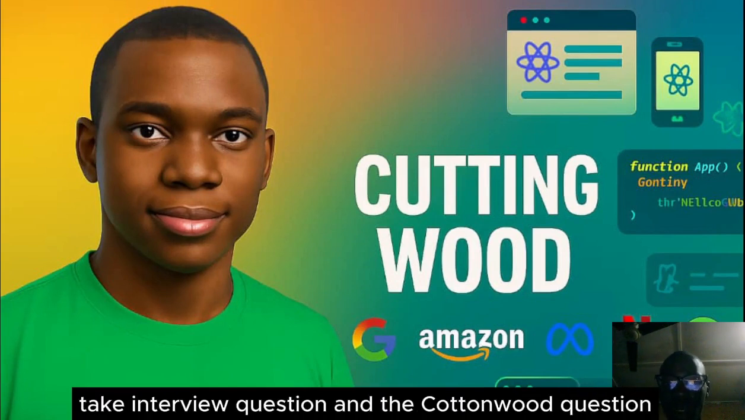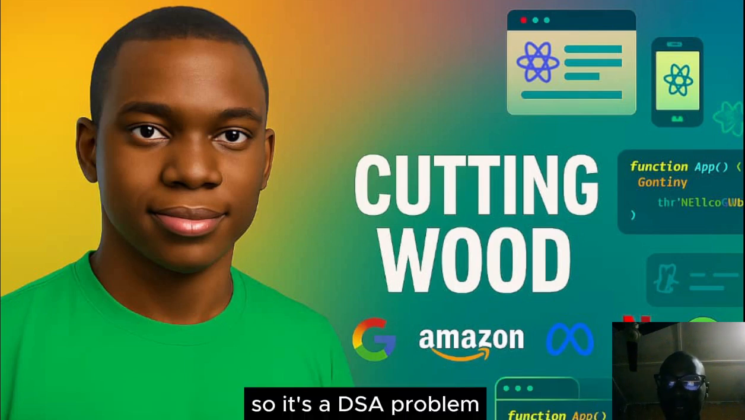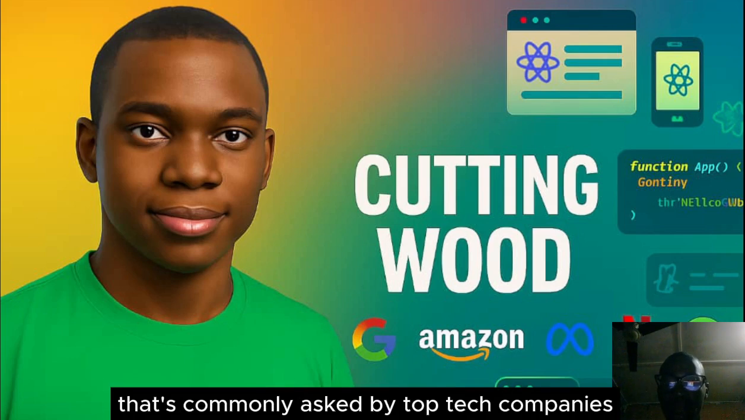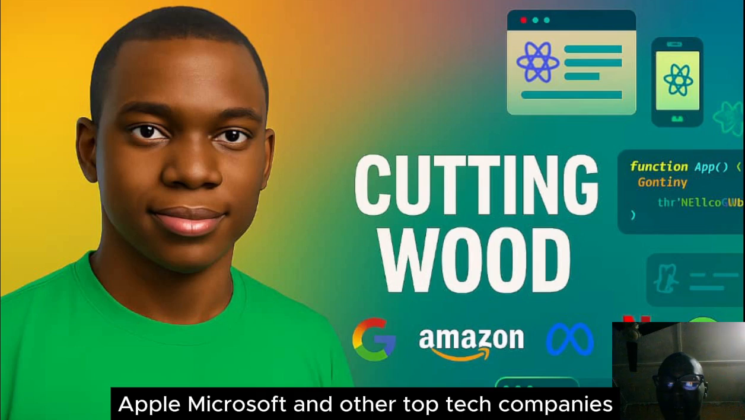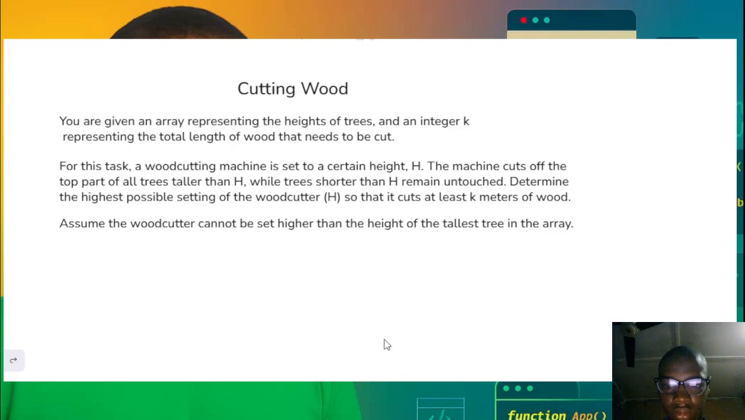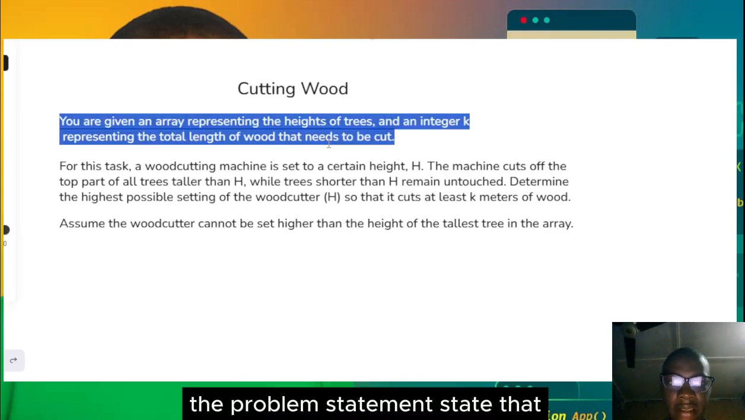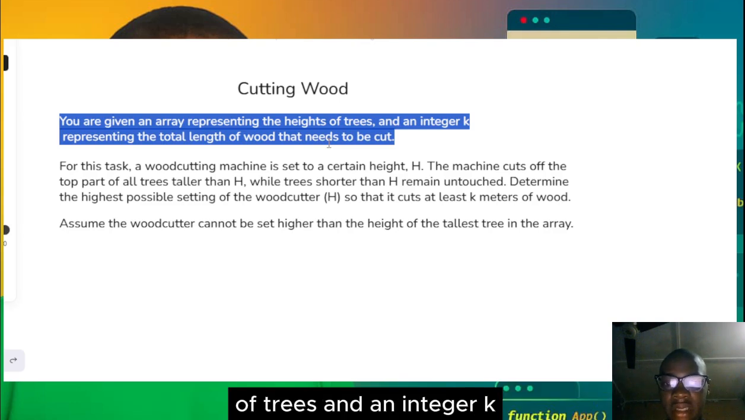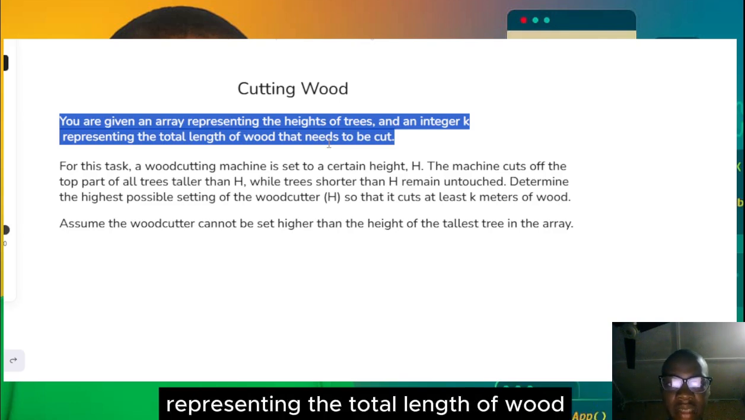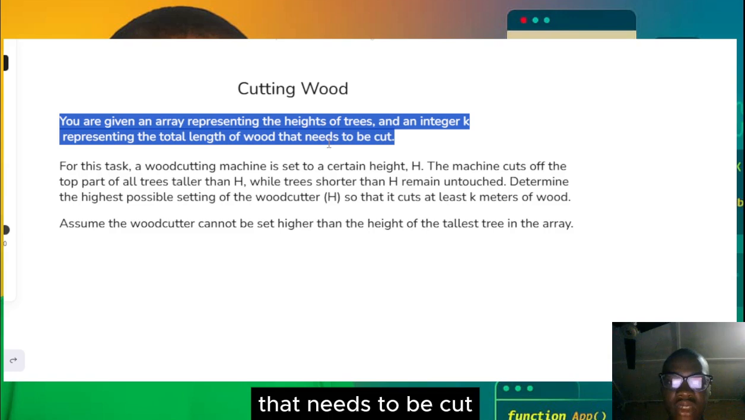Today we're going to be solving another one of the most commonly asked tech interview questions, the cutting wood question. It's a DSA problem that's commonly asked by top tech companies including Google, Amazon, Netflix, Meta, Apple, Microsoft, and others. The problem statement states that you are given an array representing the heights of trees and an integer k representing the total length of wood that needs to be cut.